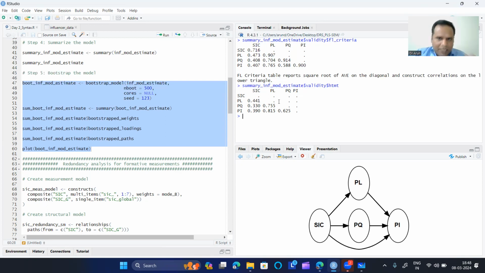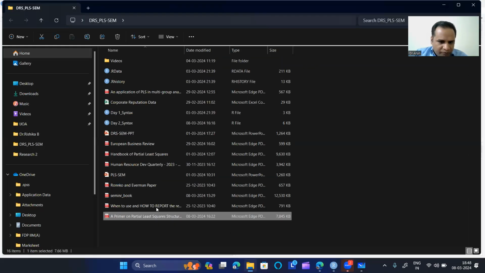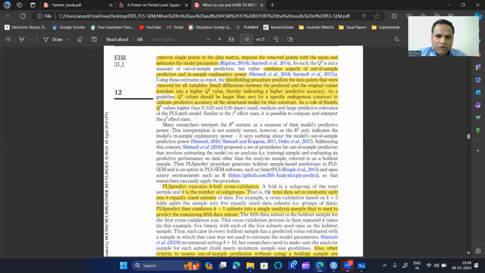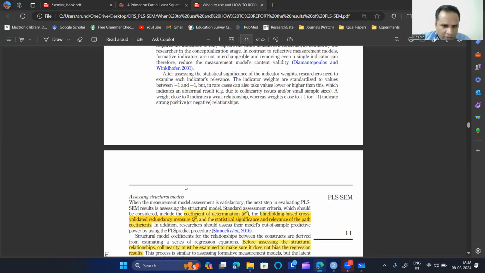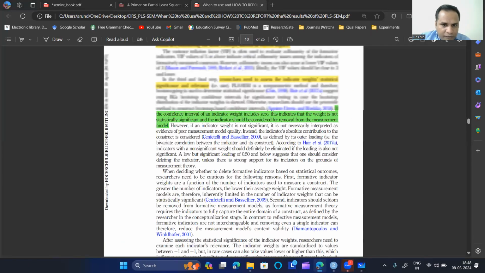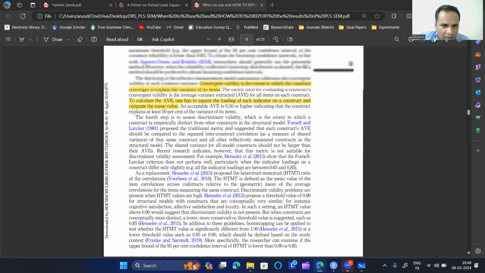So if you read any standard paper, for that matter, the paper on when to use and how to report, Felix ji. By the way, let me show you this paper. This paper has been shared with you, Felix ji. Just read this paper. Here, let me go through it and answer Felix ji.